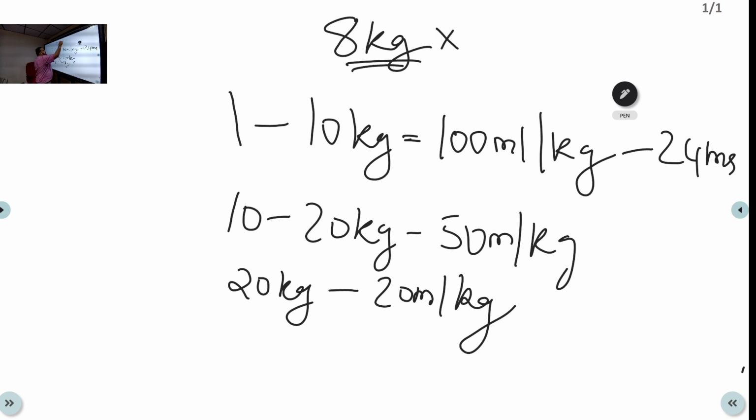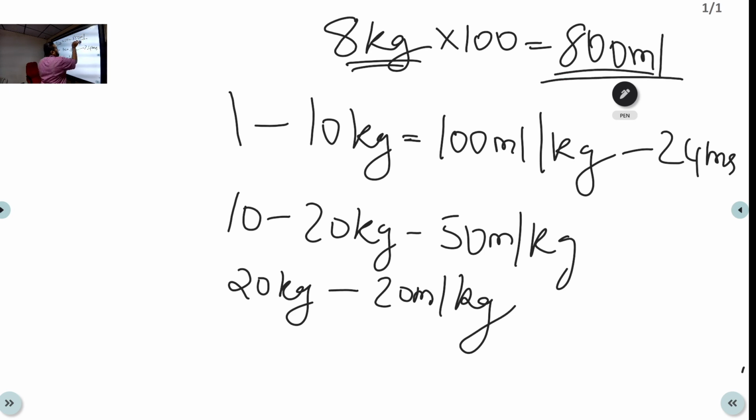8 into 100, that is 800 ml. So this 800 ml is the amount of fluid that the child is required as maintenance fluid for the next 24 hours. So 800 divided by 24, if you do that, that much ml you need to give in an hour. That is how we are coming to a conclusion. Clear? So that is for an 8 kg child.